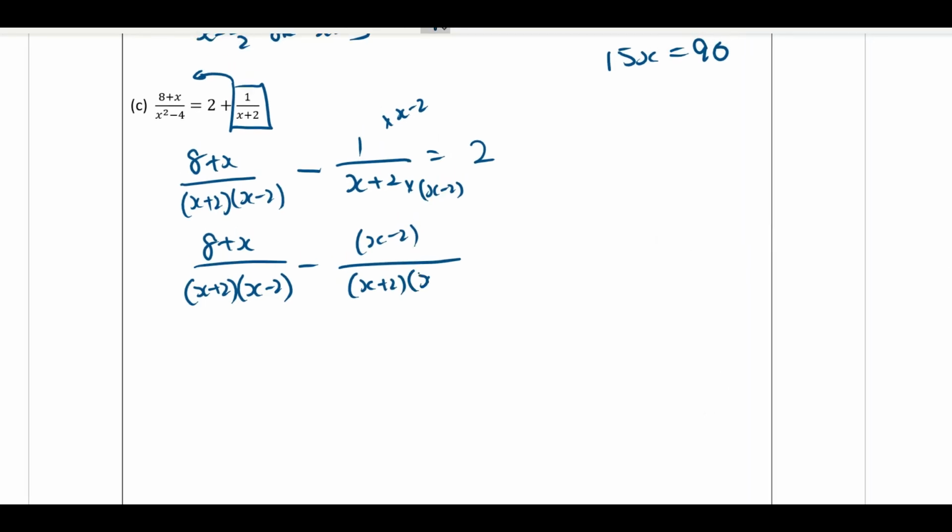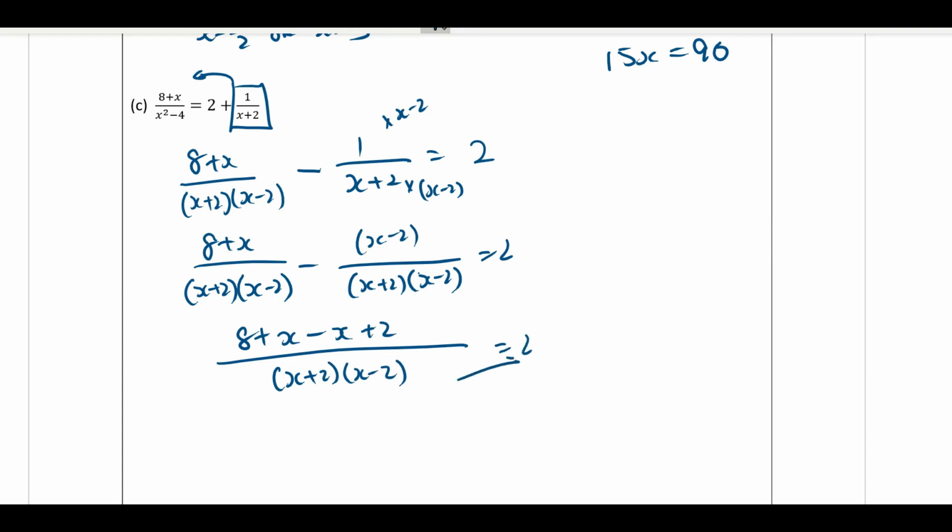Okay, x minus 2 equals 2. Combine the numerator: 8 plus x minus x plus 2 over (x plus 2)(x minus 2) equals 2. Multiply this to the other side, so 10 equals 2 times... x plus 2 times x minus 2 is x squared minus 4.